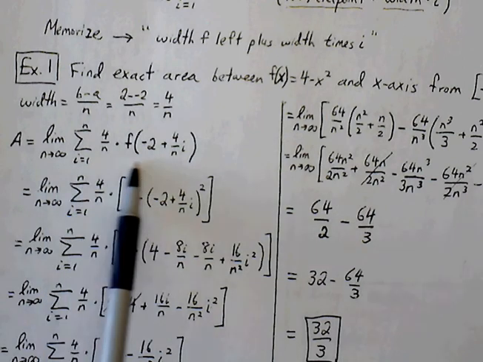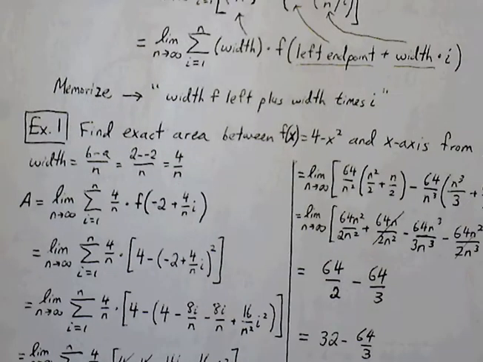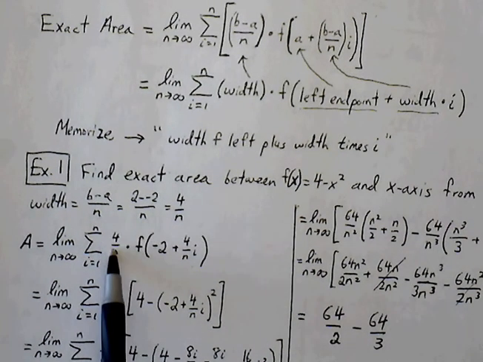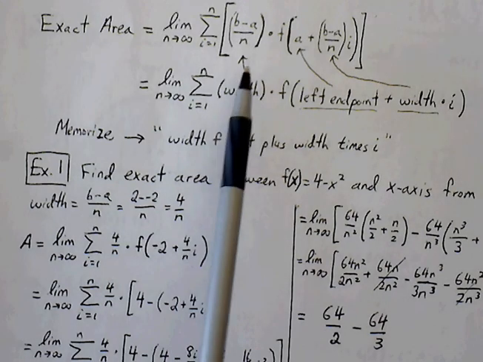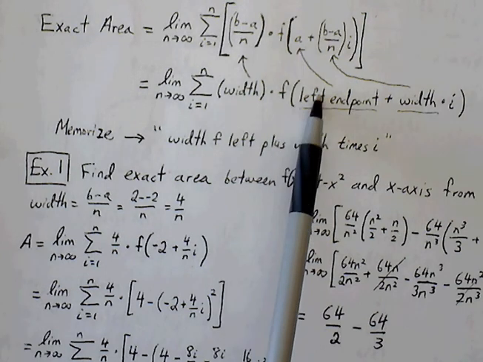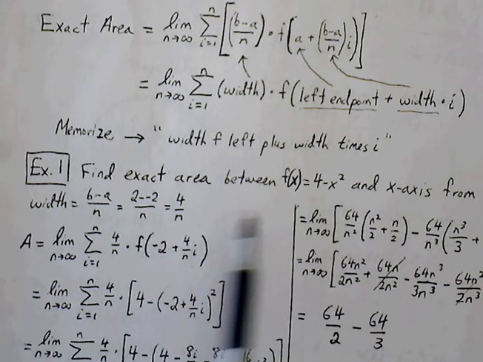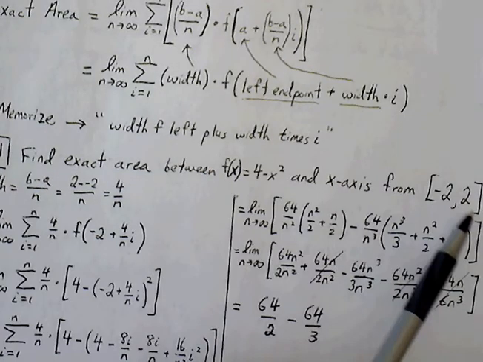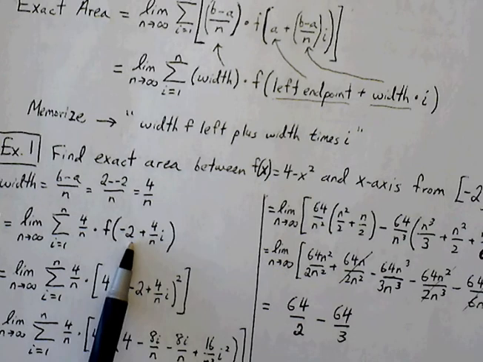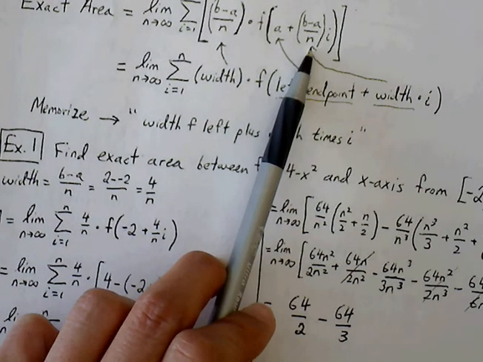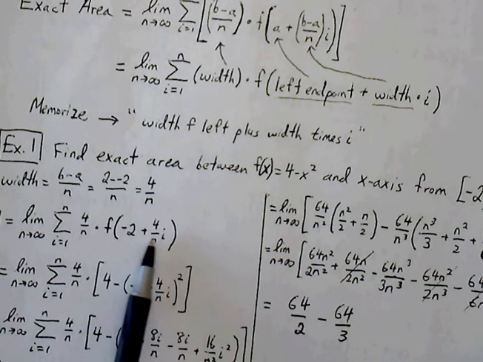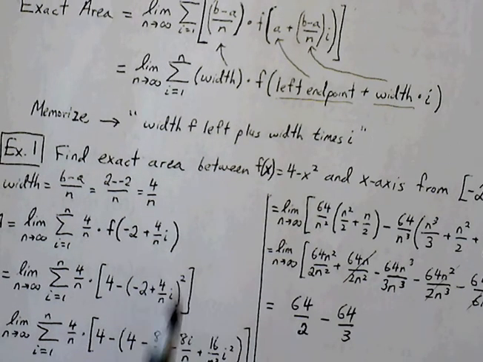Okay, so now let's plug all this into our formula. So area is the limit as n approaches infinity, summation from 1 to n, 4 over n, that's my width, times f of a, and my a is going to be the left endpoint. So the left endpoint, if we look at our interval, the interval says from -2 to 2, so my left endpoint is -2. So f of -2, plus width times i. My width we just found to be 4 over n times i, so we put that into the formula. Okay, so that's the first step.